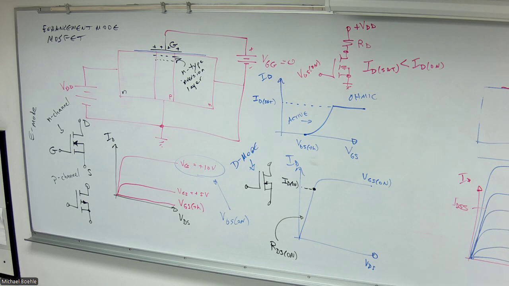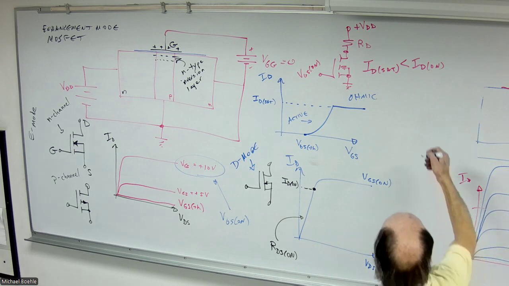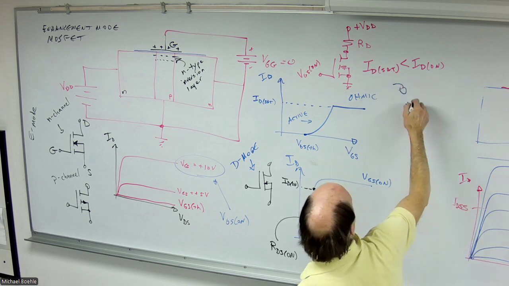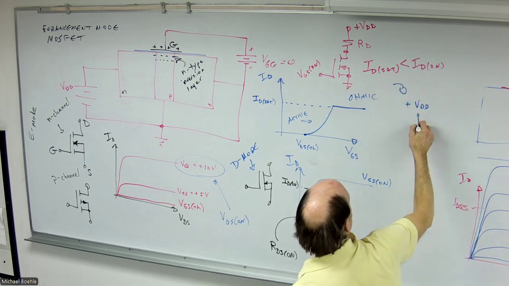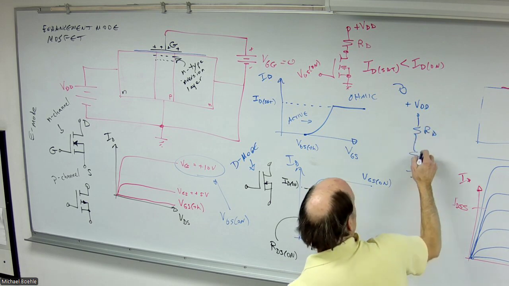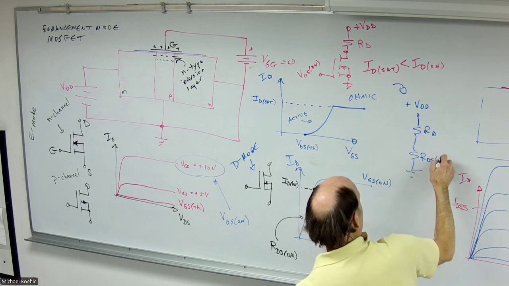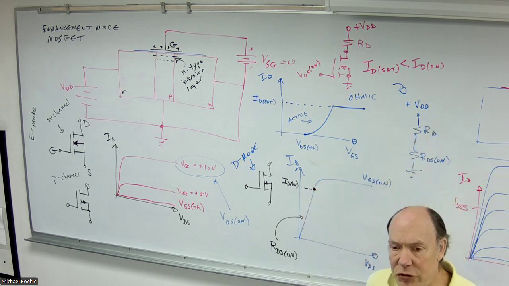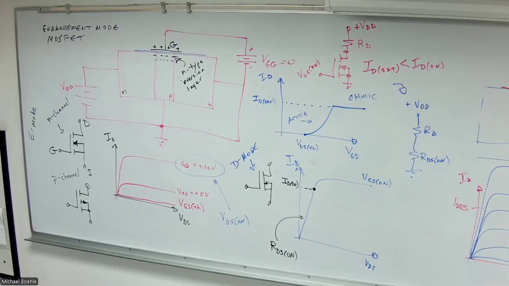And once I know I'm in the ohmic region, this circuit can be redrawn. The difference between this and my JFET is what? Well, you're going to be given that RDS on in the table. You don't even have to calculate.